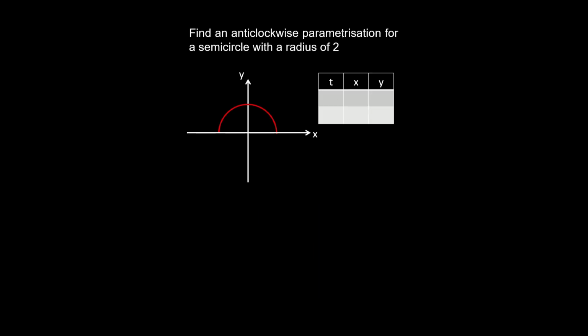Let's find an anti-clockwise parametrization for a semicircle with a radius of 2. Well, a parametrization defines every single point on that curve using a single parameter. So if we look at a point on this curve, then we can visualize that our parameter t is the angle.